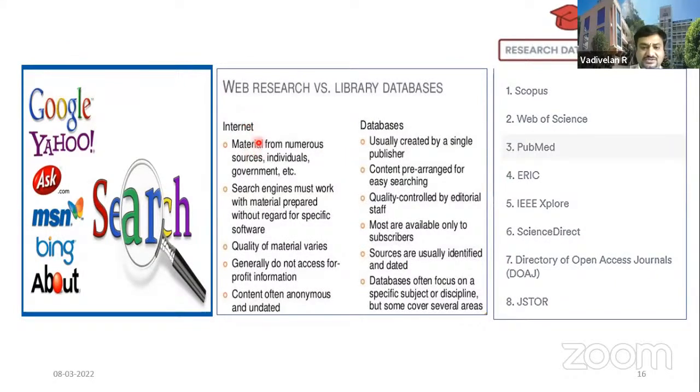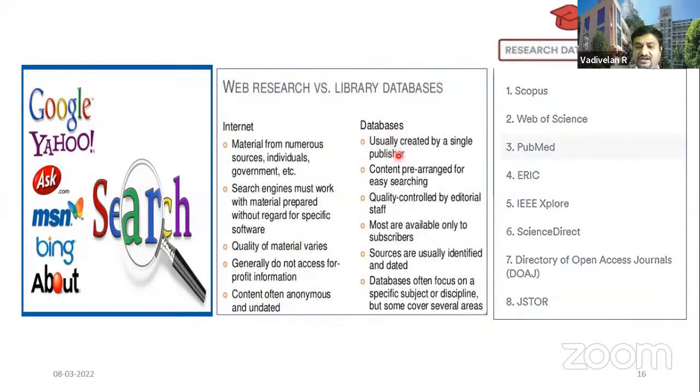With a search engine, you are collecting directly from internet sources, materials from numerous sources. So not only from one source; it may come from all these sources we have discussed, either from individuals or from the government. The search engines must work with material prepared without regard to the specific software. The quality of material varies here. They generally do not access for-profit information. Sometimes the content is anonymous and undated.